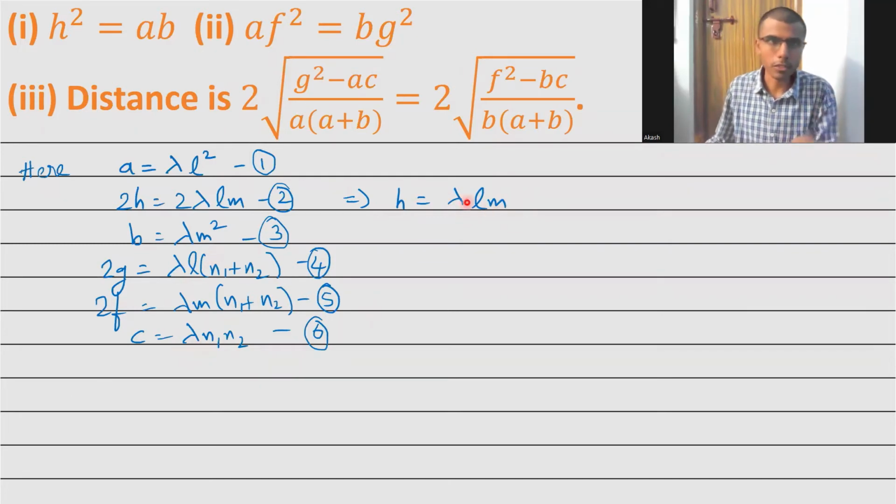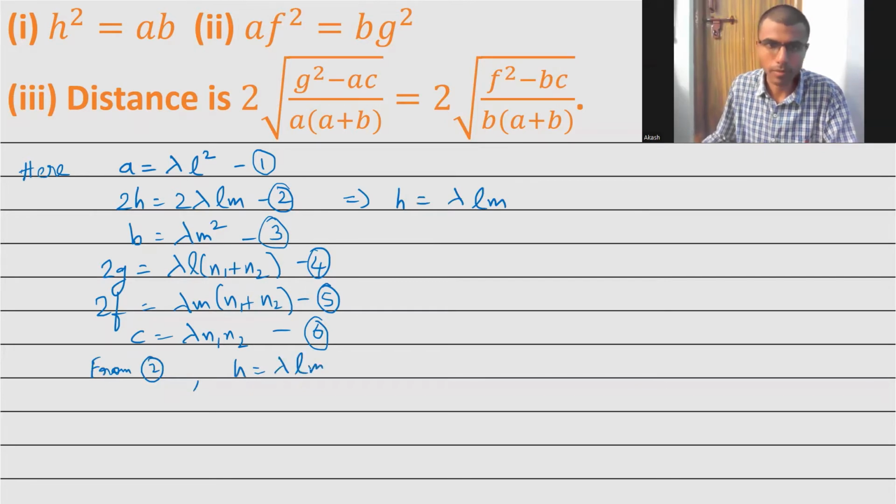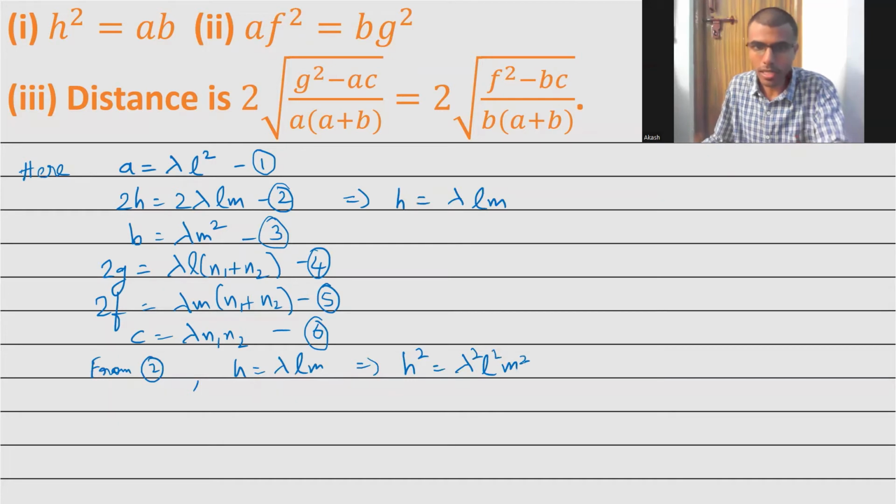What is the first thing that I need to prove? I need to prove that h square is equal to ab. So first I need h, then I'll square it, and then I'll try to prove that it is equal to ab. Stay with me. From 2, h is equal to lambda lm. This implies that, squaring on both sides, I'd get h square is equal to lambda square L square m square.